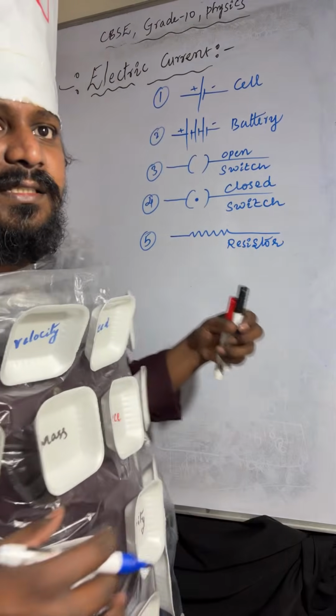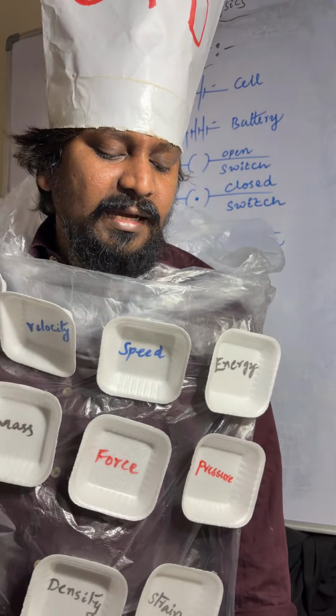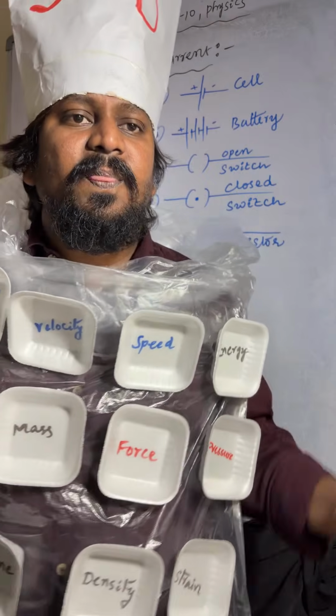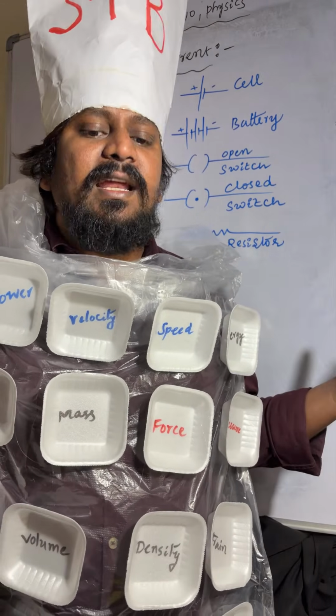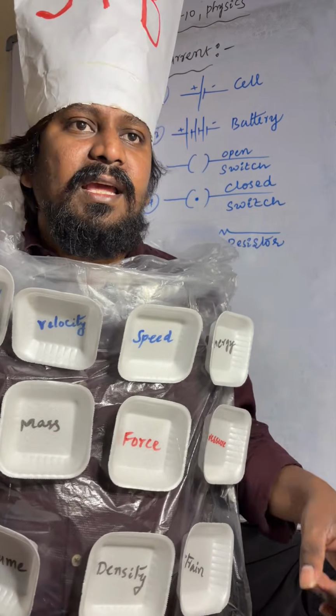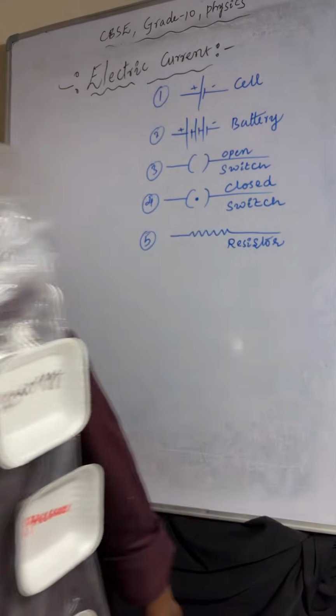Resistor is the device which is used to oppose electric current. Resistance is the phenomenon of opposing the electric current. Okay, so resistor and resistance.